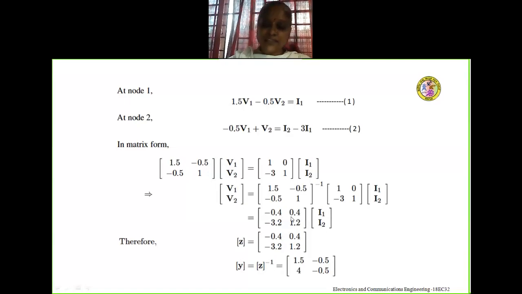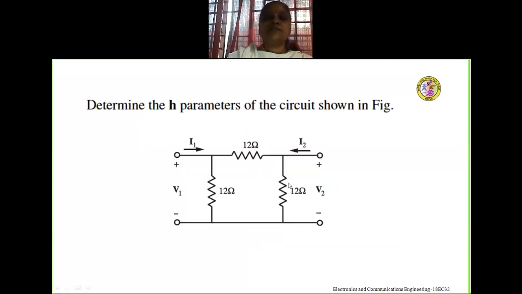And to find the Y parameters, we need to take the inverse of this matrix, because the Y parameter is nothing but the admittance parameter, which is the reciprocal of Z. So we need to take its inverse matrix. So we get Y is equal to the inverse of Z, that is 1.5, minus 0.5, 4, minus 0.5. So this is the required parameter.